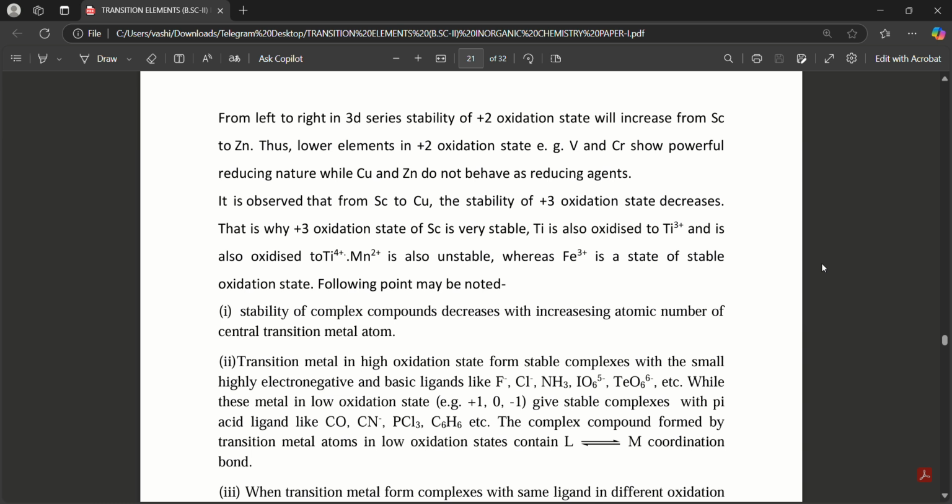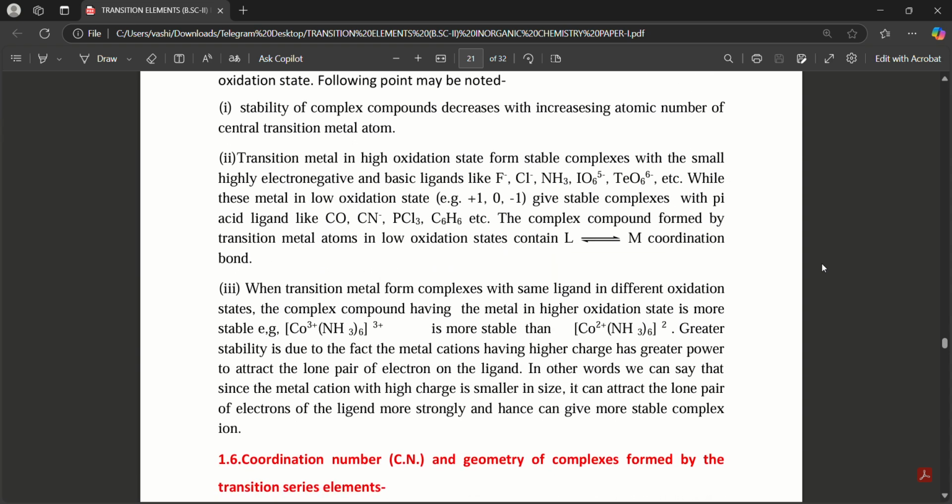From left to right in the 3d series, the stability of the +2 oxidation state will increase from Sc to Zn. Thus, lower elements in +2 oxidation state, V and Cr, show powerful reducing nature, while Cu and Zn do not behave as such reducing agents. It is observed that from Sc to Cu, the stability of the +3 oxidation state decreases. That is why the +3 oxidation state of Sc is very stable. Ti2+ is also oxidized to Ti3+ and even to Ti4+. Mn3+ is also unstable, whereas Fe3+ is a stable oxidation state.